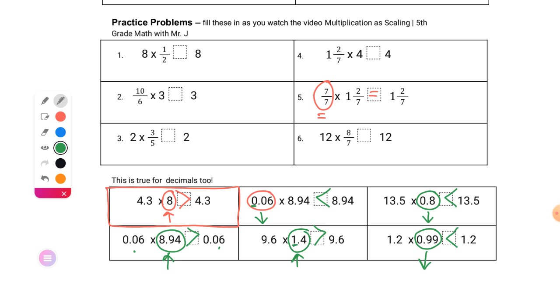Okay, for homework, you have a worksheet. There are 18 problems, 9 of each, fractions and decimals. It is up here on the table, so you guys can come grab it and get started on it.